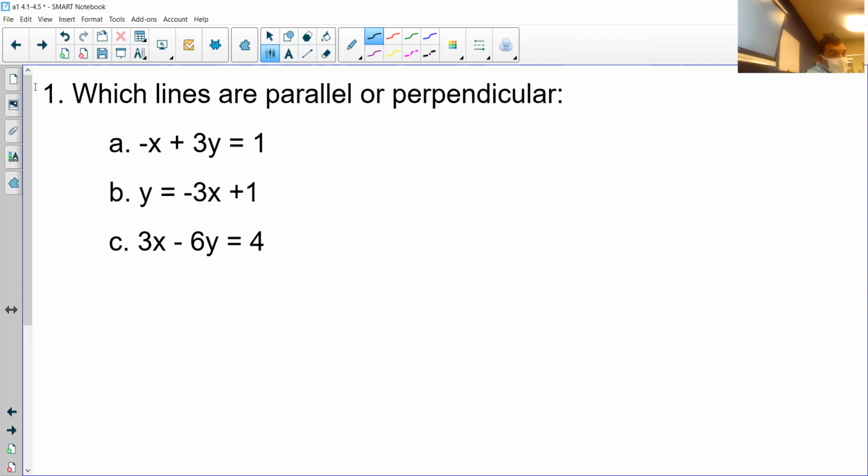For A or for C? Okay. I would add x first. You add it. Solving for y.